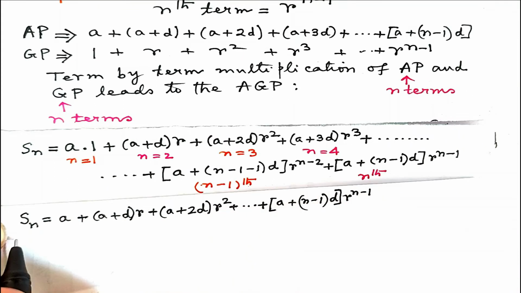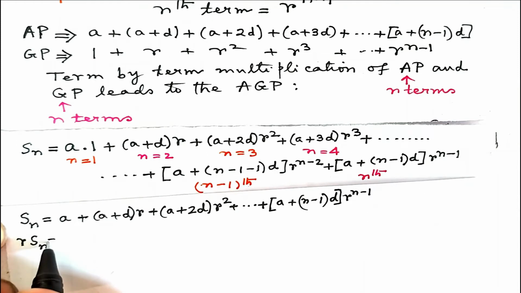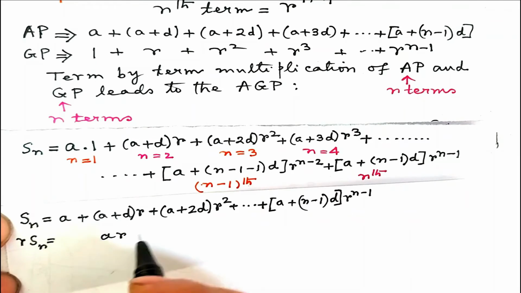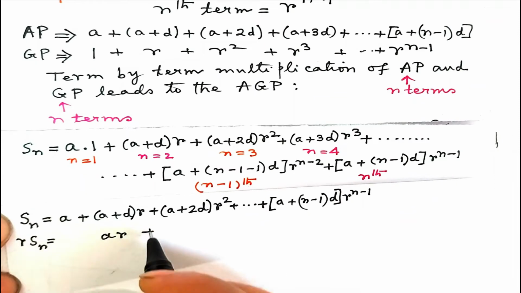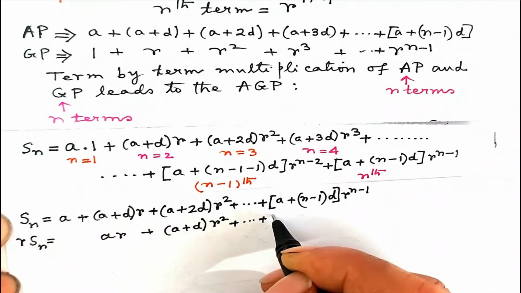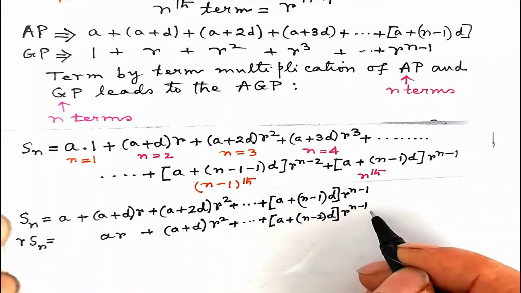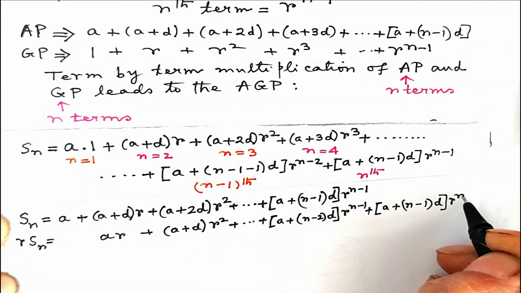Now multiply this series by r, the common ratio of the involved geometric progression. So we have r into Sn, and place the terms with a shift of one place beneath the corresponding term of the series denoted by Sn. So put a into r beneath a plus d into r, and so on. This is the n minus 1 term, and this is the nth term.